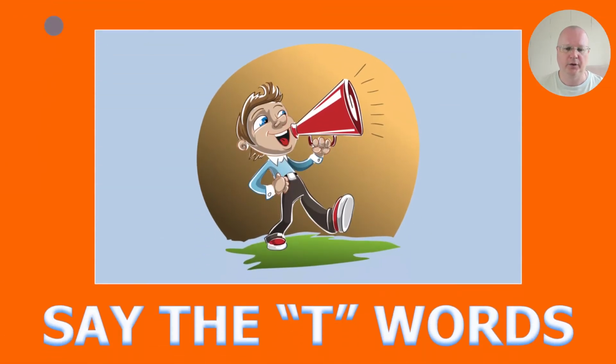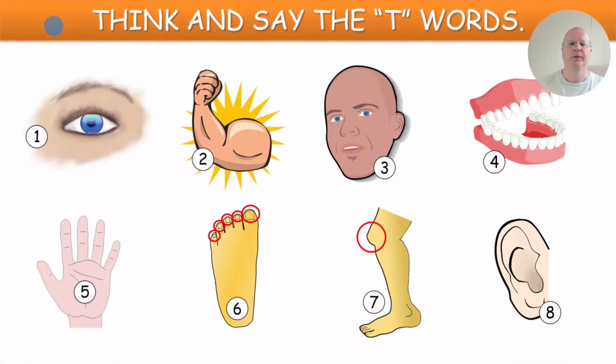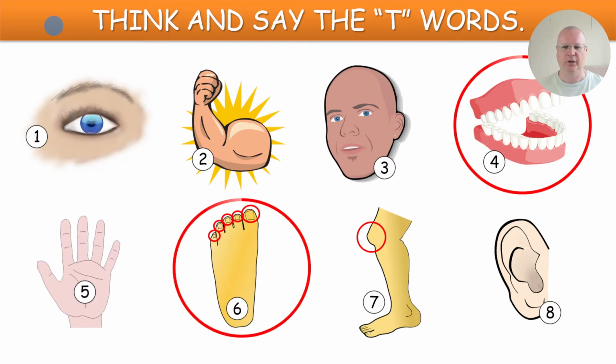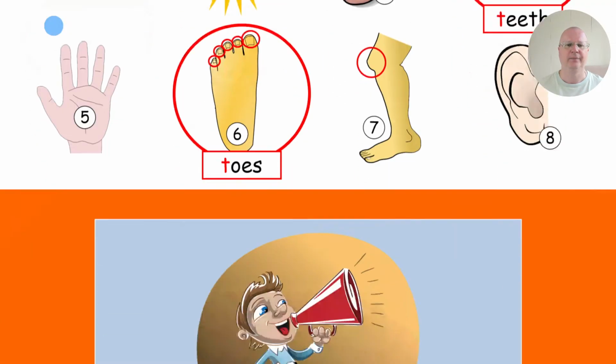Yeah. Next exercise, say the T words. Same thing. And also, you see, it's the same exercise. The words are different, so you can vary the way you do it. So, for example, you can do the first one as a whole class activity. Now you can do it as group work, and the next one you can do as pair work. You can be really creative how you want to do this exercise. So the T words are toes and teeth.